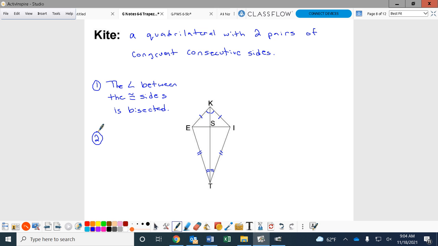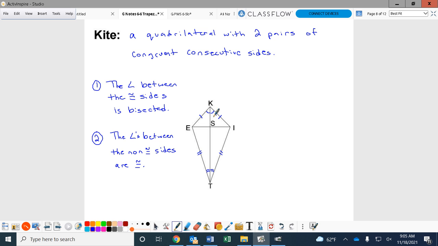Number 2. The angle between the non-congruent sides, the angle between, that's the E and the I, guys. The angles between the non-congruent sides are congruent. Now that's a weird statement if I ever heard one. The angles between the two sides that aren't congruent to each other are congruent.